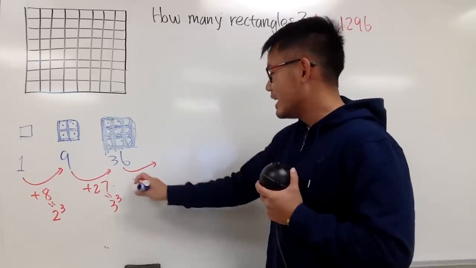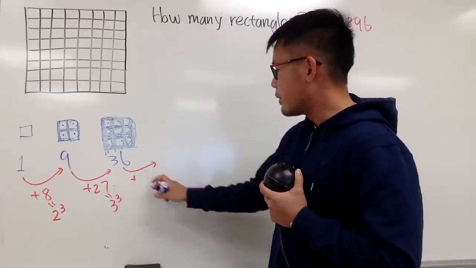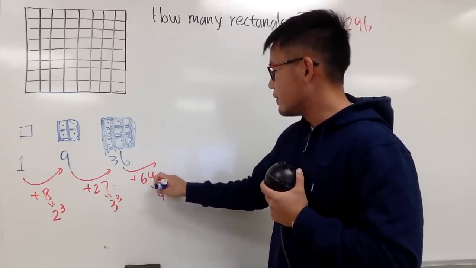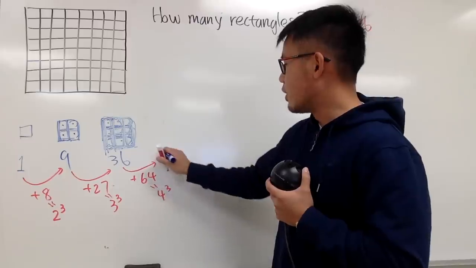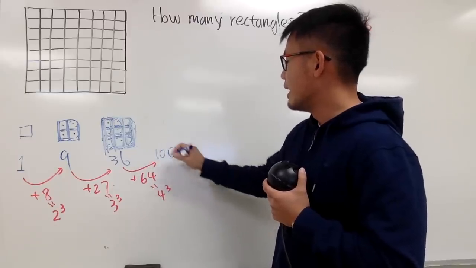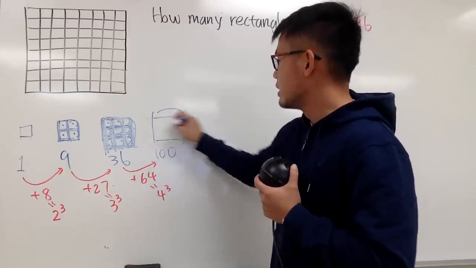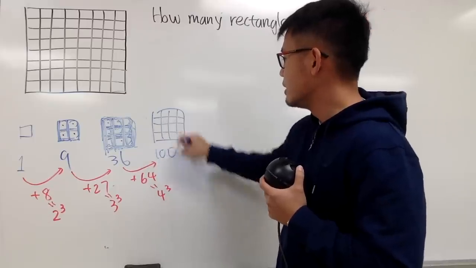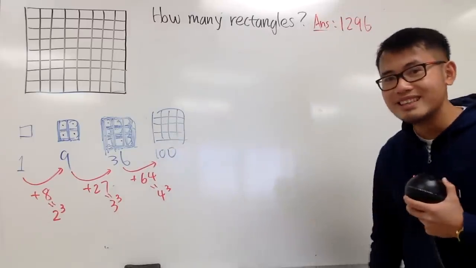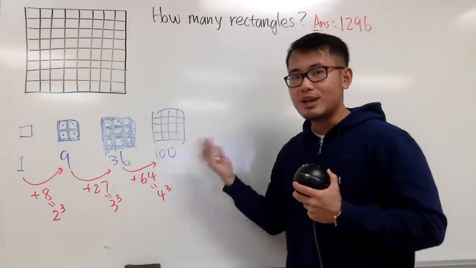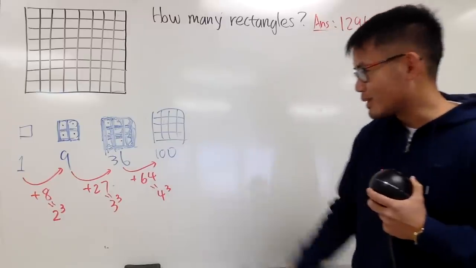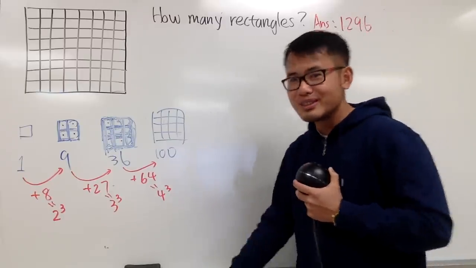It seems like it. And 4 to the 3rd power is going to be 64. 36 plus 64, we get 100. And that's going to be the number of rectangles in a 4x4 situation. And I'm going to leave you guys to verify this on your own, right? Because 100, I'm not going to show you guys how to count up to 100.